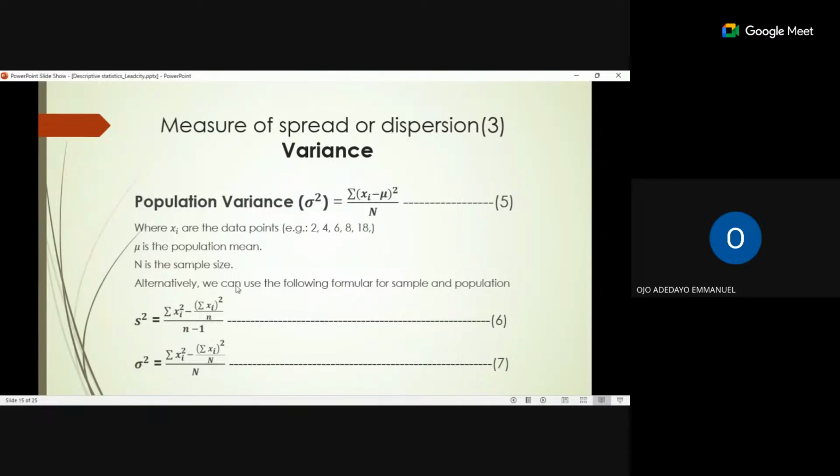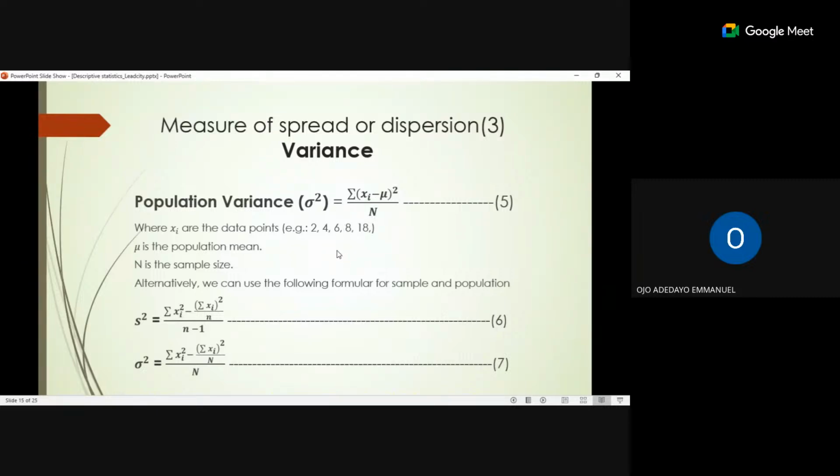The first thing you are going to do is square each value. This is going to be 2 square, 4 square, 6 square, 8 square, and 18 square. By the time you do that, you have the x square already. Summation means add them together: 2 square is 4, plus 4 square is 16, plus 6 square is 36, plus 8 square is 64, then plus 18 square.